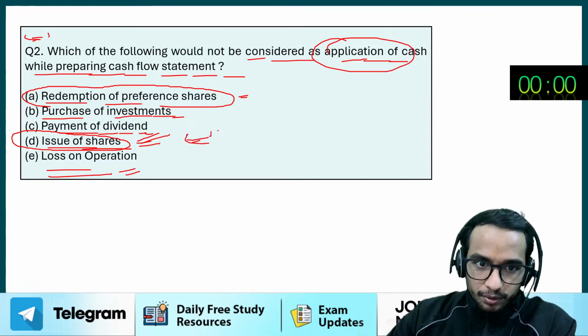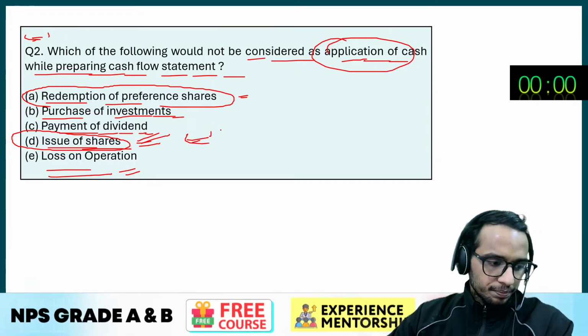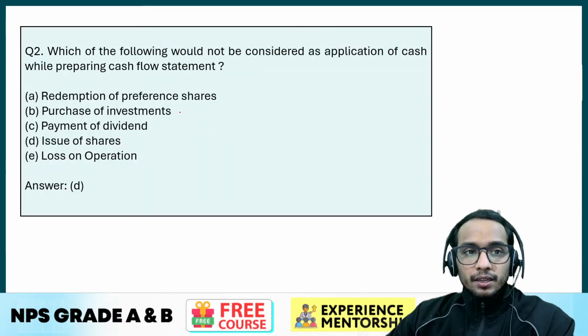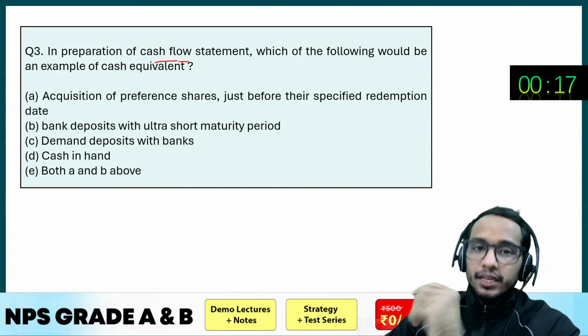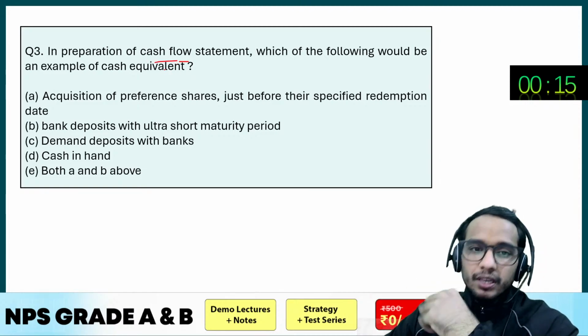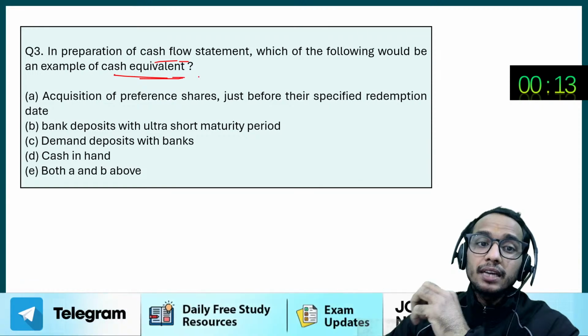So it is going to be the answer option number D. Okay? Cool. Now, question number third. In preparation of cash flow statement, which of the following would be an example of cash equivalent?